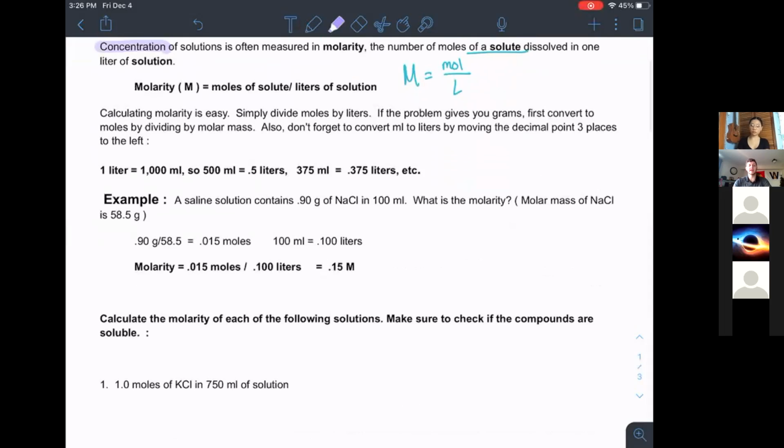If we look at this example, it says a saline solution contains 0.90 grams of sodium chloride in a 100 milliliter solution. What is the molarity? We first have to find the molar mass, and then take that molar mass and divide it in here. So this 58 point is our molar mass, MM for molar mass, and we've calculated the number of moles. Once we calculate the number of moles and we have converted our milliliters to liters, we can take our moles divided by liters to get the molarity.